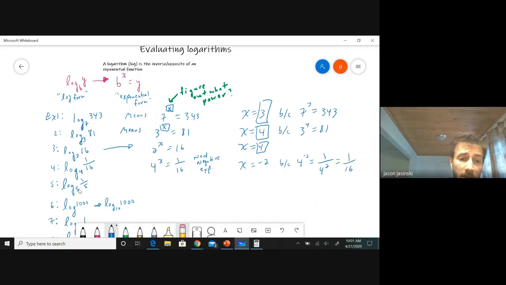All right. Example 5, log base 5 of 1/5 would be 5 to what power is equal to 1/5. That would imply x equals -1. All right. So you should be getting the hang of this.